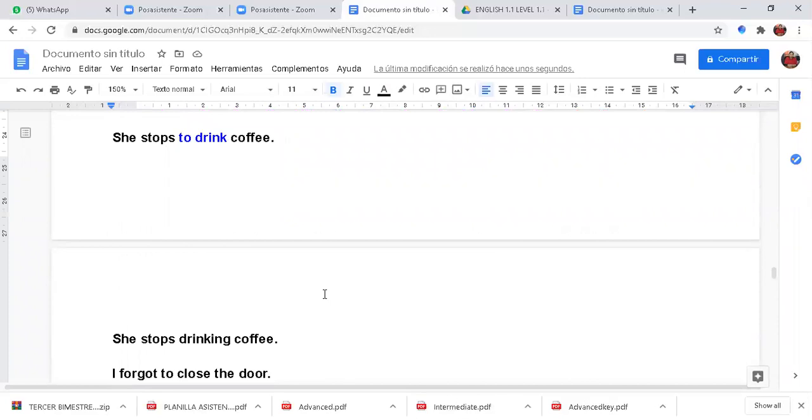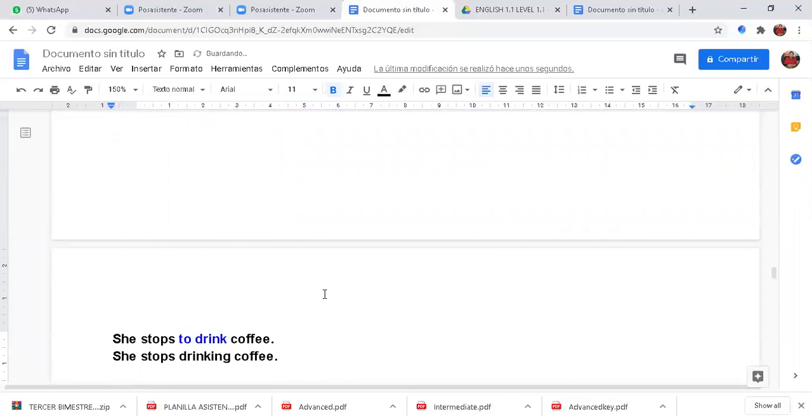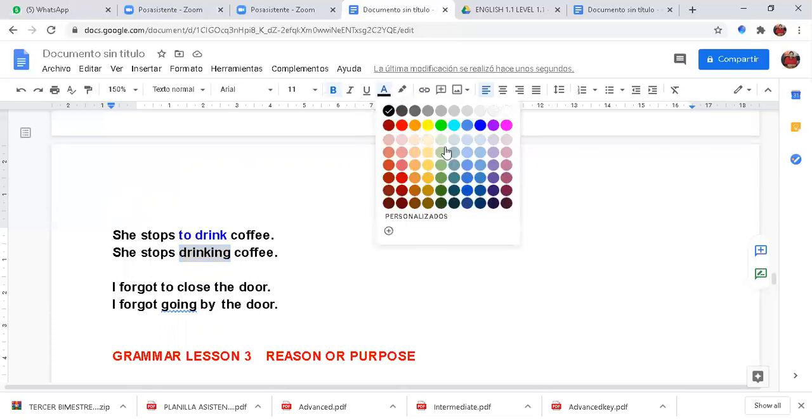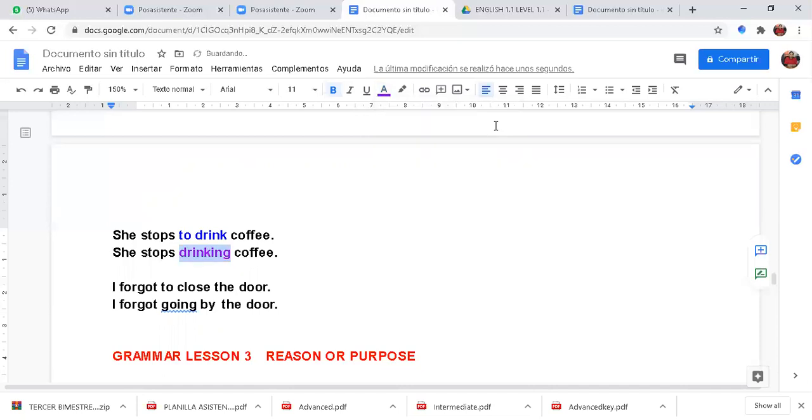But when we talk about gerund, with gerund, stop, she stops drinking coffee. And in this case it means that she doesn't drink coffee anymore. Okay, so with this we can say that with gerund, it's something you decided not to do anymore. Okay, that is the second meaning with gerund.